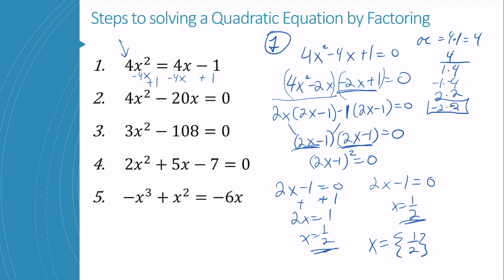Eventually, when we learn to graph these, what you're going to see here is that this parabola doesn't cross my x-axis. It only briefly touches it when x is 1/2. So that was going on with our first example. Our only solution is a positive 1/2.